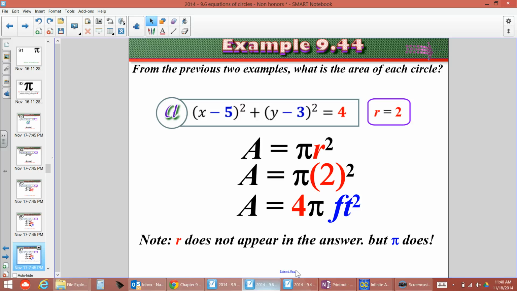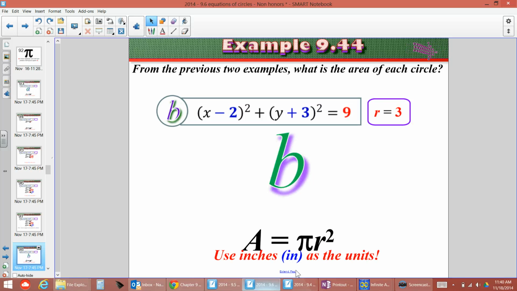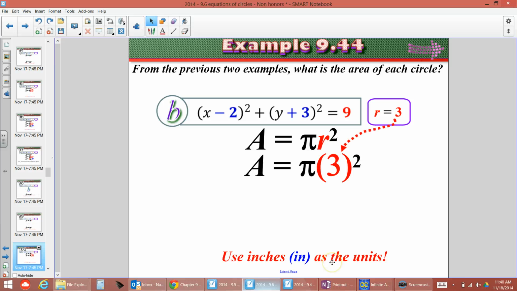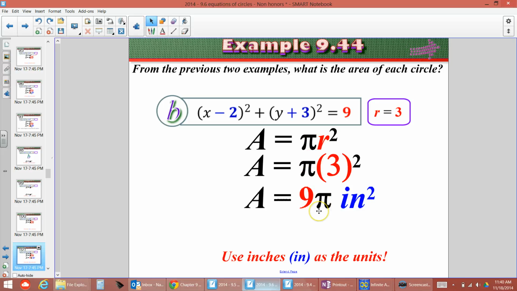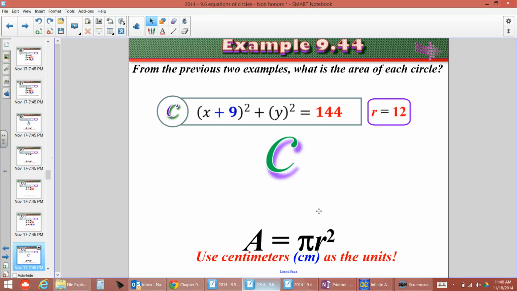Pi will always be in your answer when I ask you for the area of a circle. For B, the r is 3, and it tells us here to use inches. So I plug in my 3 inches. I square it to get 9 inches squared. But see how the pi keeps coming along? You just leave it there. You don't have to do anything with it. But it will be in your answer.